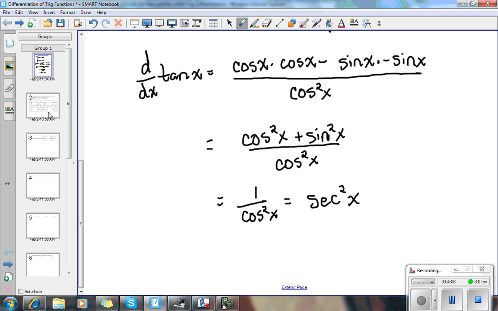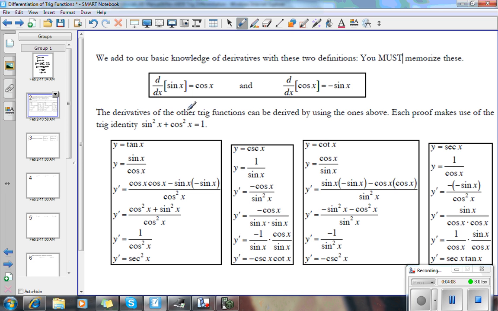Now if you look at the packet that I gave you on the second page, I'm skipping over that first page, here were your two basic definitions that you absolutely have to know. You must memorize these. And then down here they show you the proofs. This is what we just kind of did. The derivative of tangent is secant squared x. The derivative of cosecant x, you can kind of follow through that proof. And here's what the derivative is.